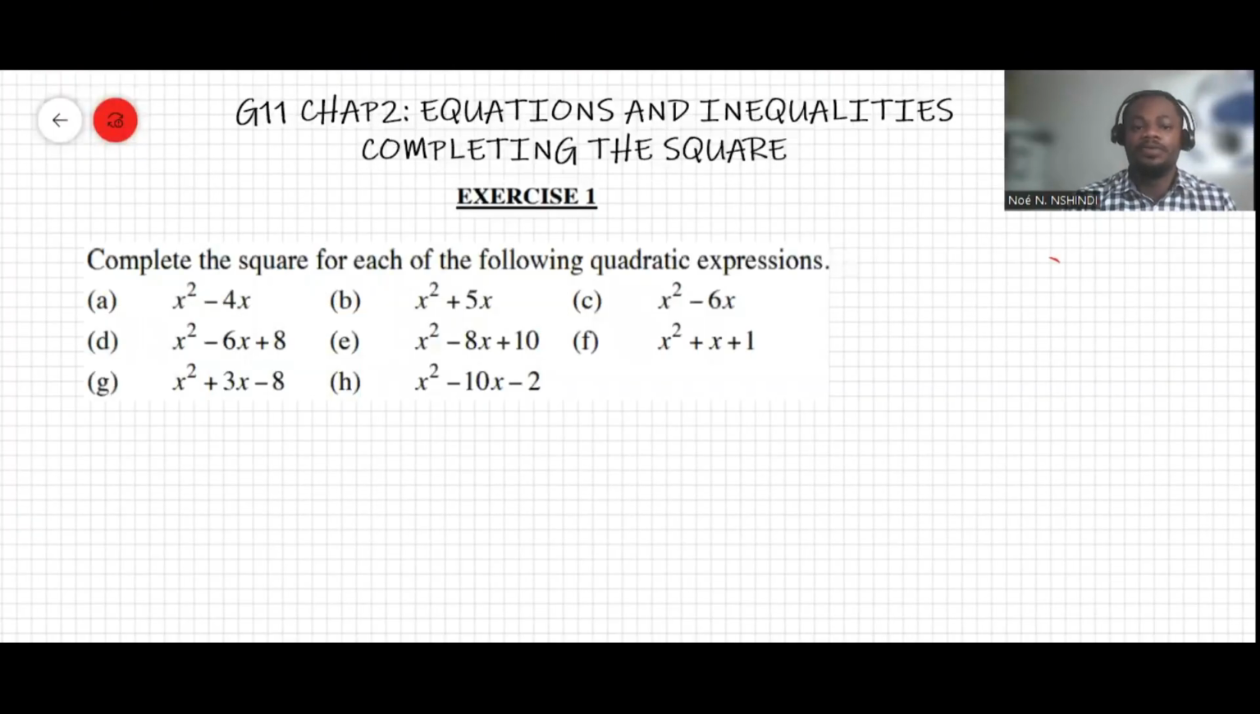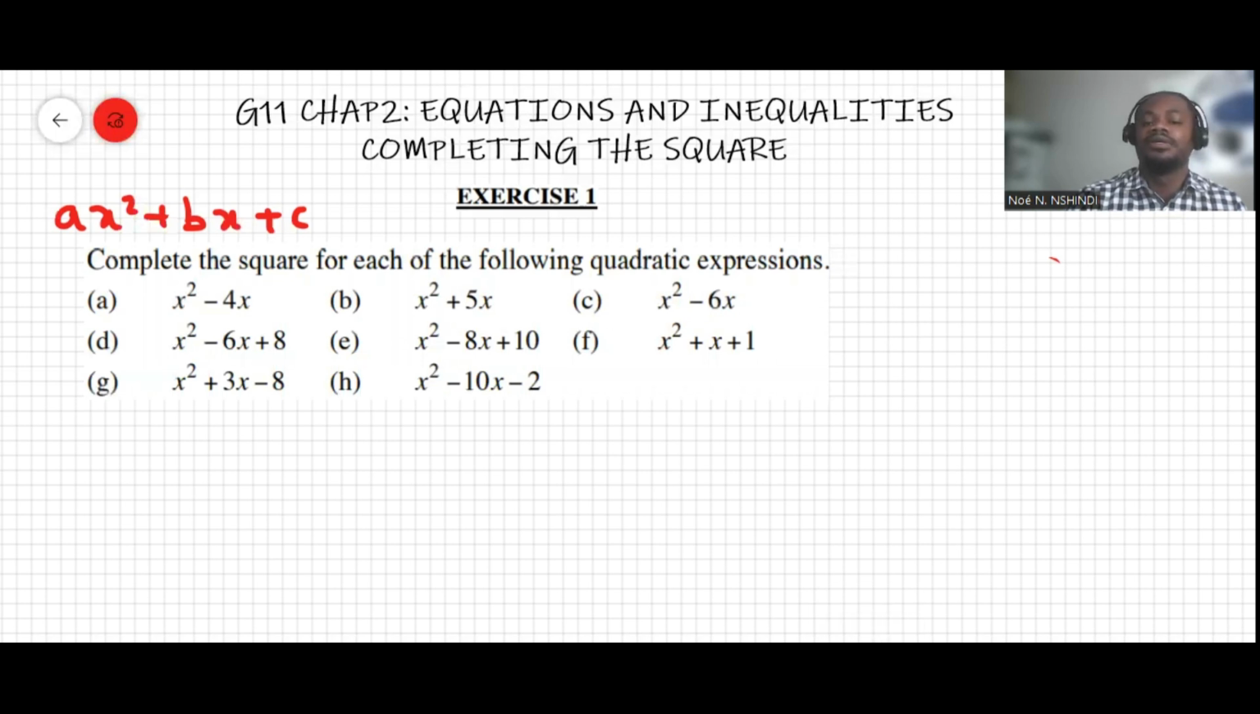Well, now we're going to do grade 11, chapter 2, equations and inequalities. And this part is completing the square of mathematical expressions. Now, it is important to note that quadratic expressions are of the form ax squared plus bx plus c. And a quadratic equation will just be equal to something, usually equal to 0. But we're talking about quadratic expressions now.